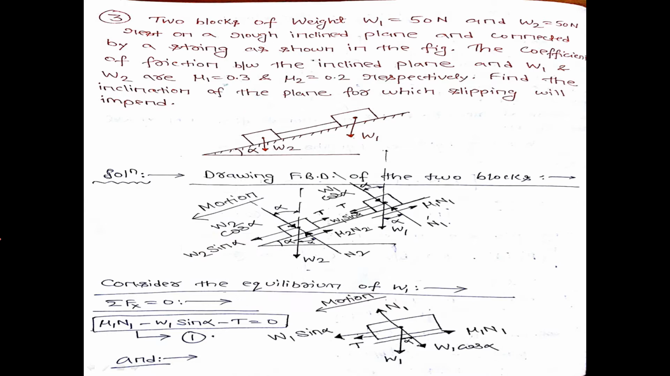Okay, so in order to find out the value of angle alpha, what will I do? Separately, I will draw the free body diagram of the first block and write down the equations of equilibrium. Separately, I will draw the free body diagram of the second block and write down the equations of equilibrium. Then I will do some substitution, and ultimately I will get the value of alpha. Is the process clear?